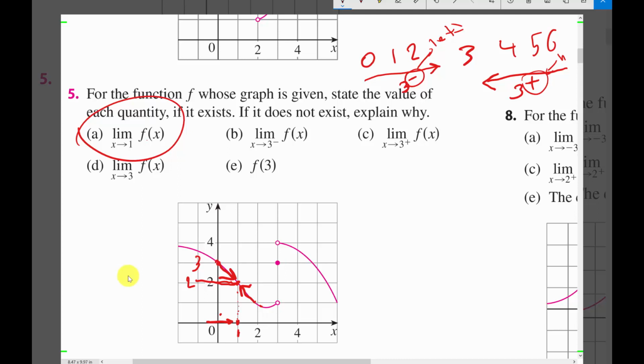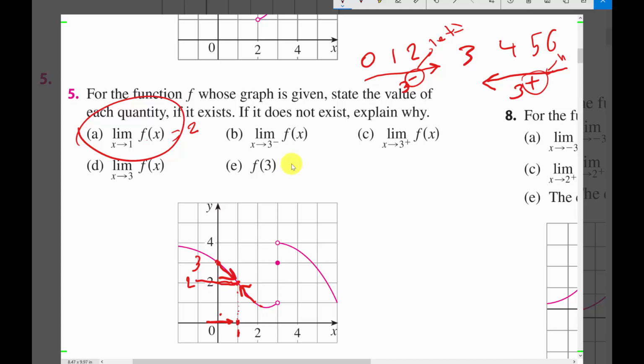So this means the limit as x approaches 1 of f of x equals 2, because when we are getting closer to 1 from the left side, we see that f of x equals 2, and when we're getting closer to 1 from the right side, we also see that it is getting closer to 2.